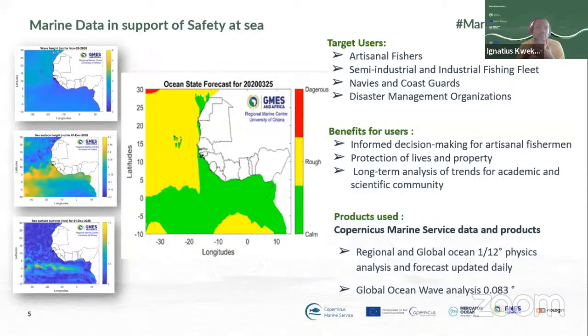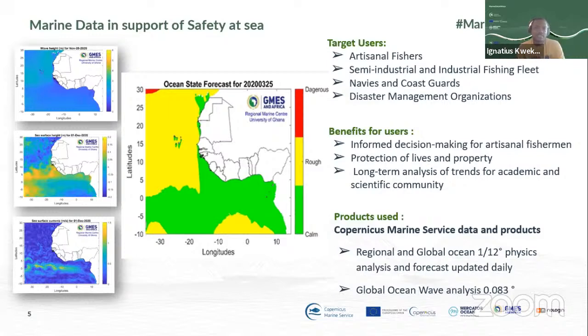This information is particularly important to artisanal fishermen, and across the length and breadth of West Africa also, we have a category of fishermen who are classified as semi-industrial. They do not really fall under the industrial fishing fleet because they have vessels smaller than the industrial fishing fleet.